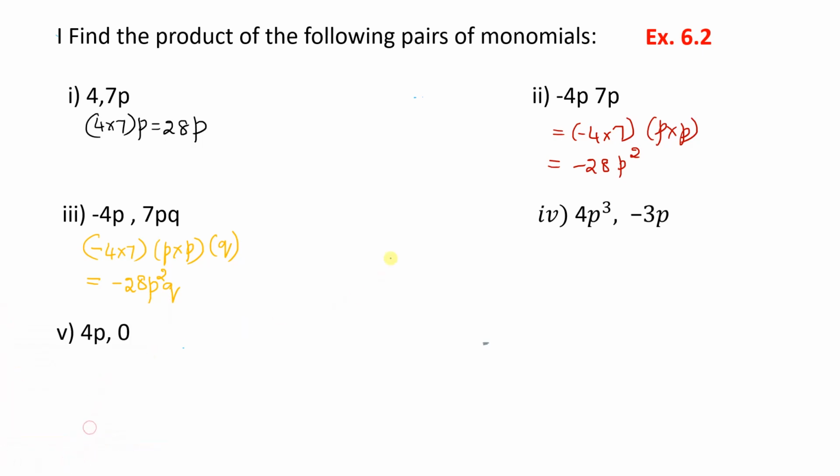Next, let us find the product of 4p cube and minus 3p. It is 4 into minus 3 into p cube into p. So it is plus 4 into minus 3 is minus 12 p to the power 4, since e to the power m into e to the power n is e to the power m plus n. Minus 12 p to the power 4.